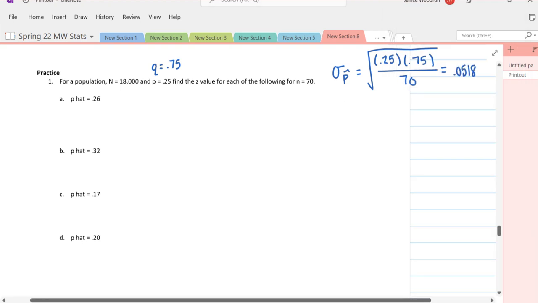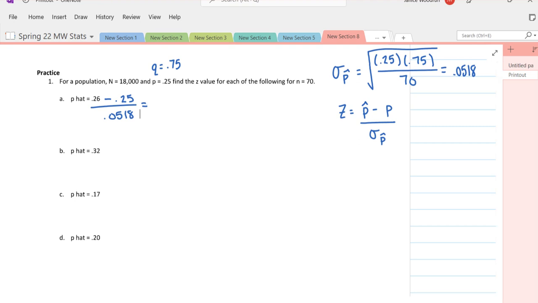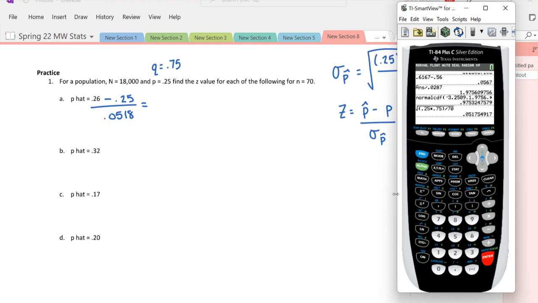Okay, and then here we're just finding the z-scores. So the z is going to be p hat minus p over the standard deviation of p hat. So that standard deviation is going to be the same for all of these. This first one is going to be 0.26 minus 0.25 over 0.0518. So there we should get 0.01 divided by 0.0518. That'll give you 0.1931.